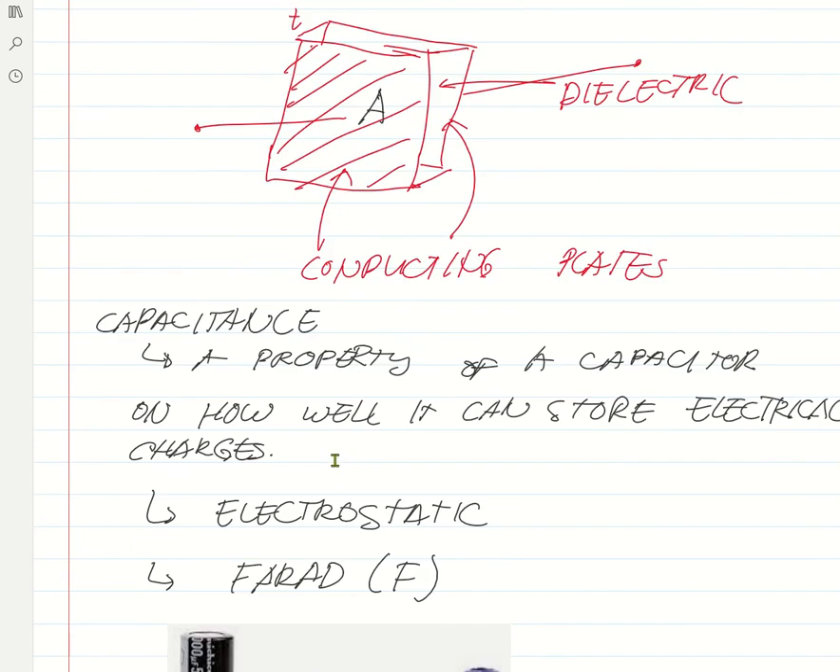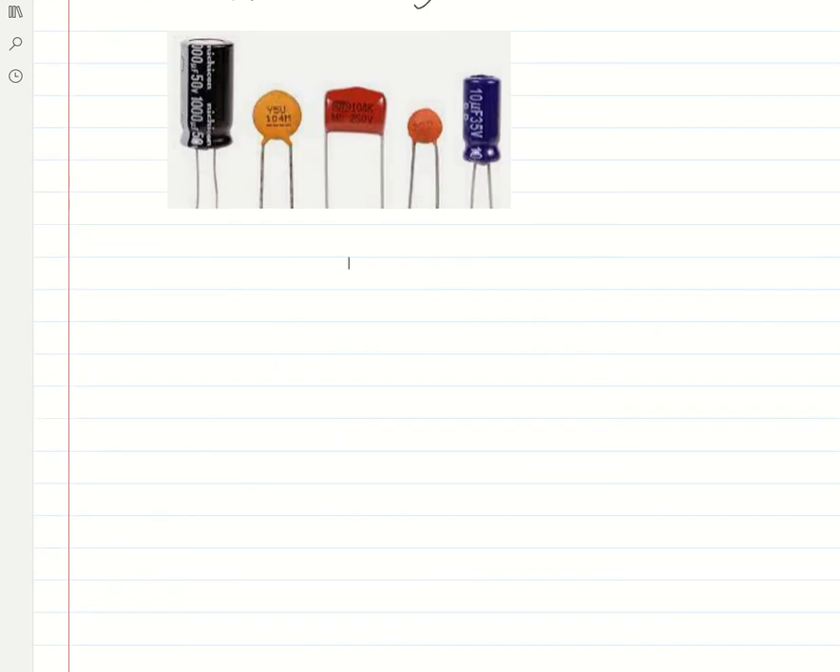Now, how do we measure the capacitance of a capacitor based on the definition of capacitance? Capacitance in mathematical form is the charge that can be stored for every unit of voltage across the terminals of the capacitor. So 1 farad is equivalent to, if this is Q in coulombs and the voltage is in volts, 1 coulomb per volt.